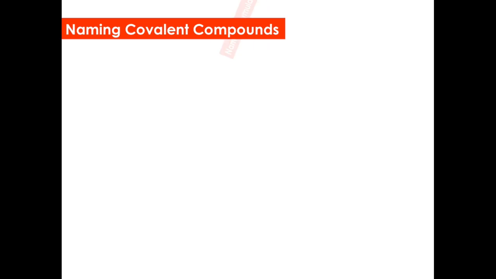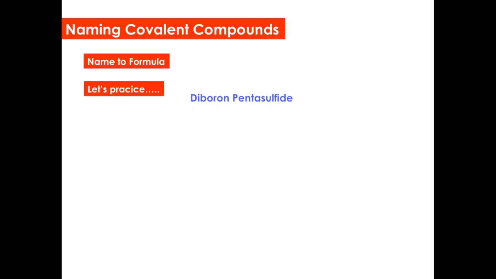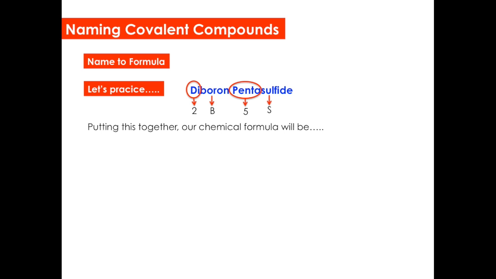Let's practice. Diboron pentasulfide. The di means 2, boron is represented with the letter B, penta is 5, and sulfide comes from sulfur, S. Putting this information together, our chemical formula will be B2S5.